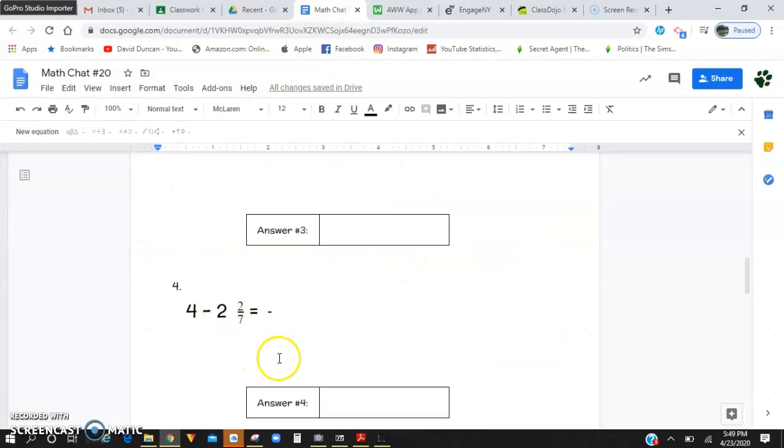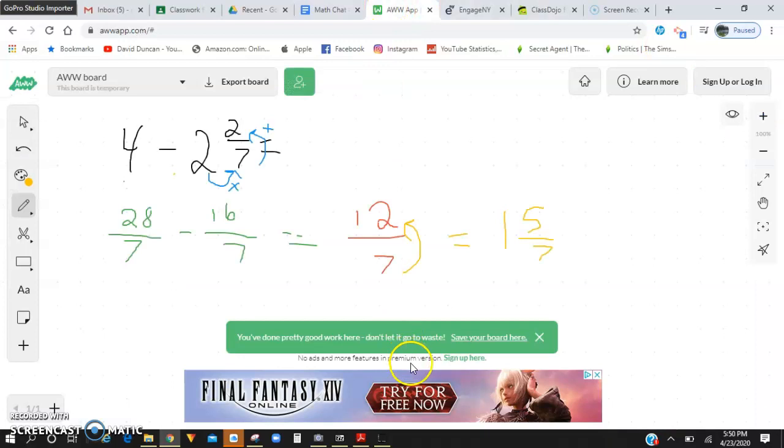Okay? So I'm going to put my answer down right here as 1 and 5 sevenths. Definitely not easy. Definitely requires a lot of thinking, okay? Very multi-step, but this is a concept you are going to need not only in 6th grade, but you will use this concept all the way through to your high school math career, okay?